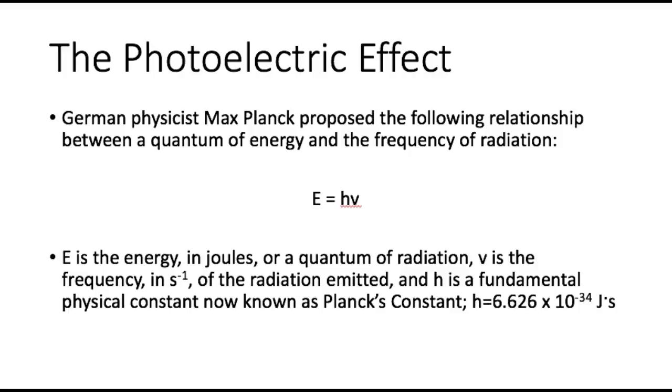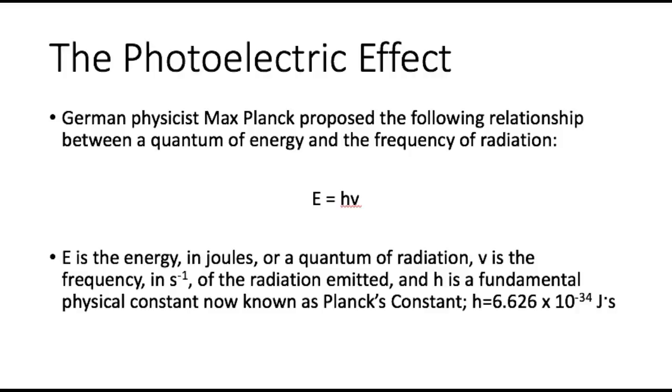This German physicist by the name of Max Planck proposed the relationship between a quantum of energy and the frequency of radiation. And we've seen this equation where energy equals Planck's constant times frequency. So E is the energy in joules, or a quantum of radiation. V is the frequency in seconds to the -1 power of the radiation that is emitted, and H is called Planck's constant, which is 6.626 times 10 to the -34th joule seconds.